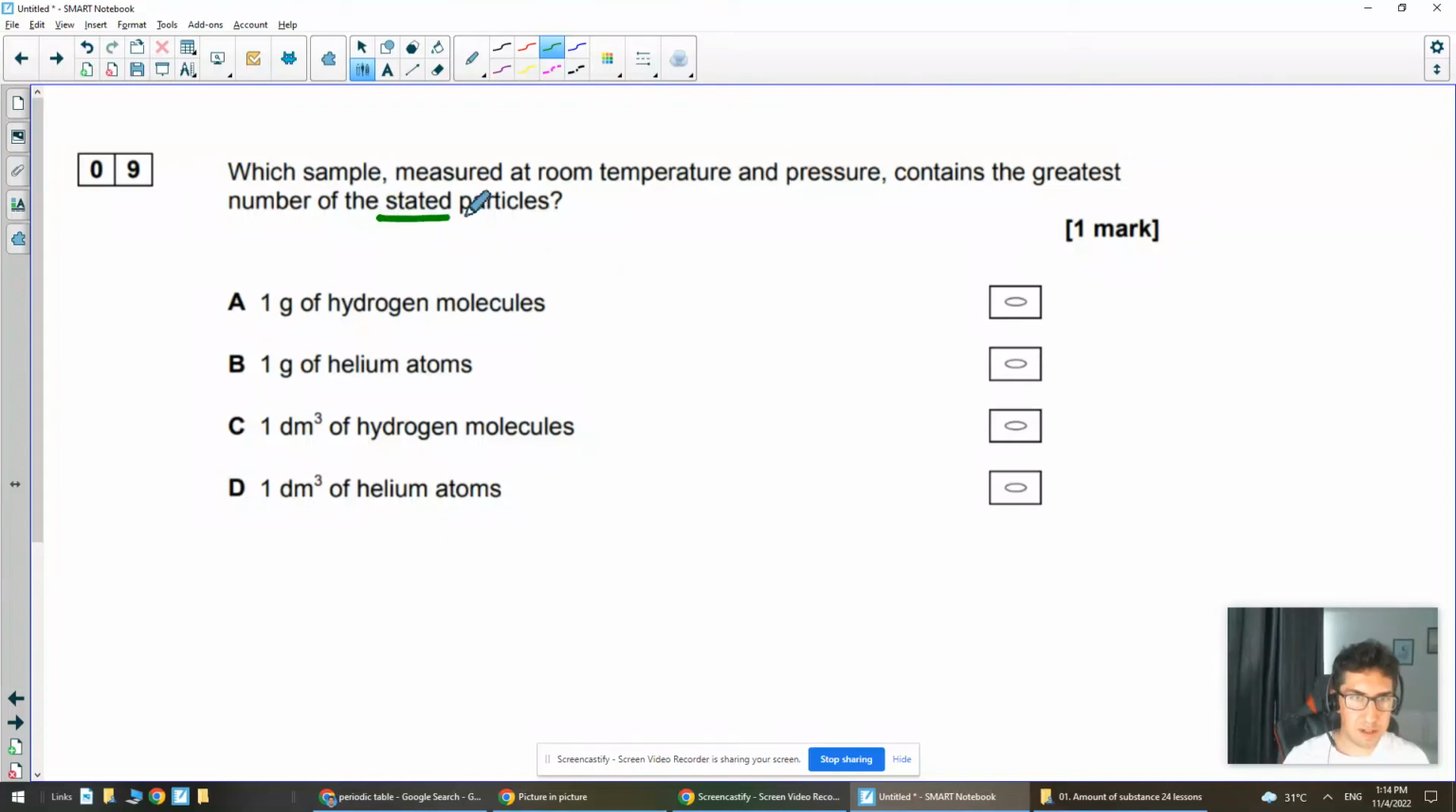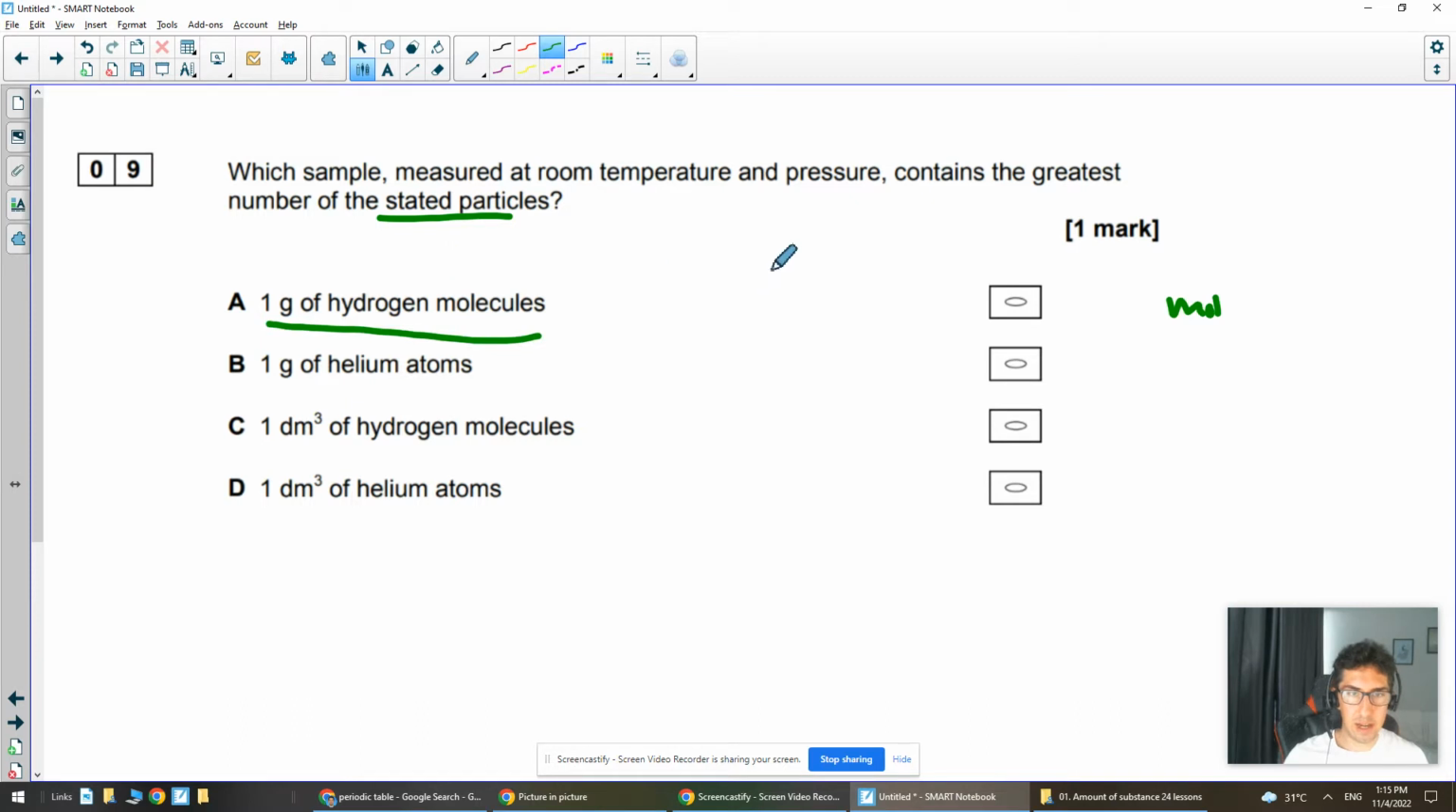This is a question asking us to work out number of particles. We could work out number of moles first. If we work out number of moles for each of them, we could then times those all by Avogadro's number, and the one with the greatest one will be our answer. So we actually don't need to do it. We can just work out number of moles, and that will give us the answer.